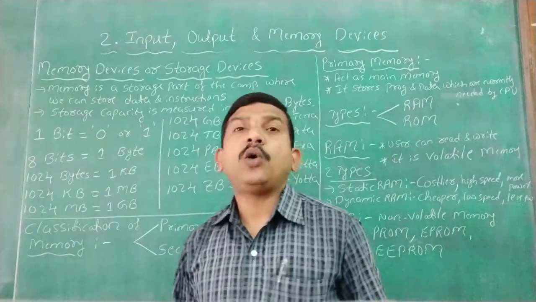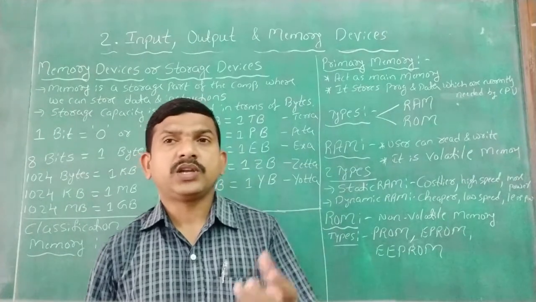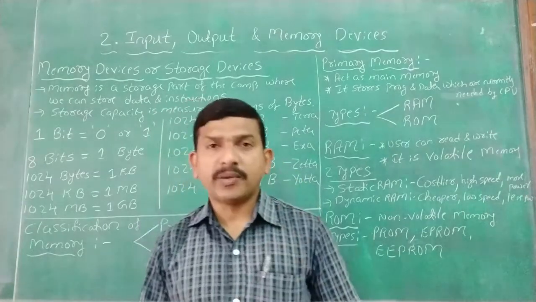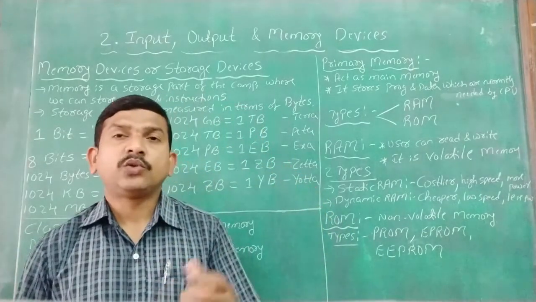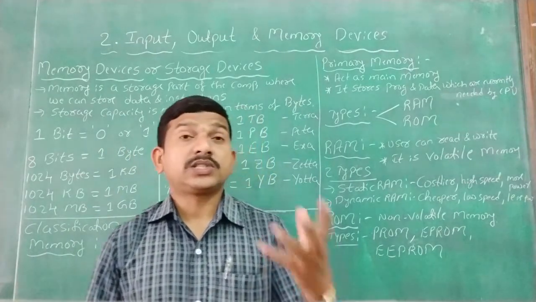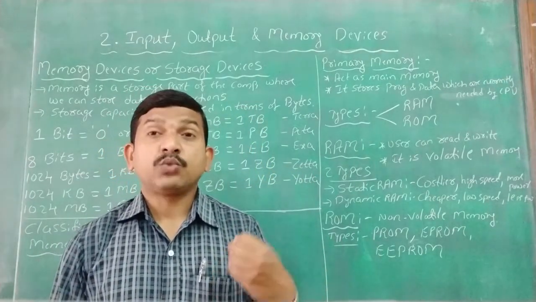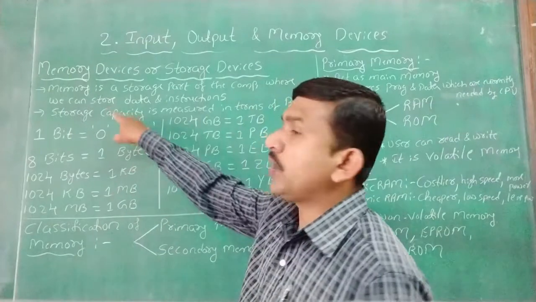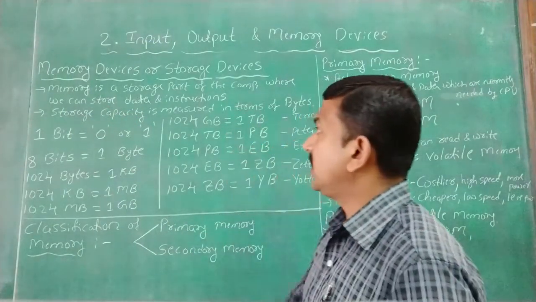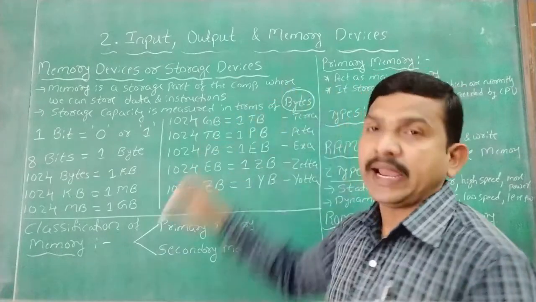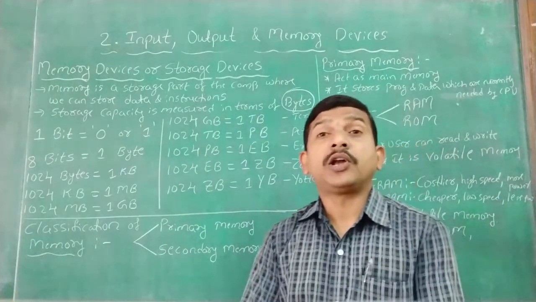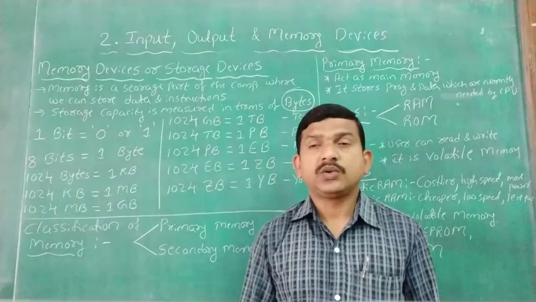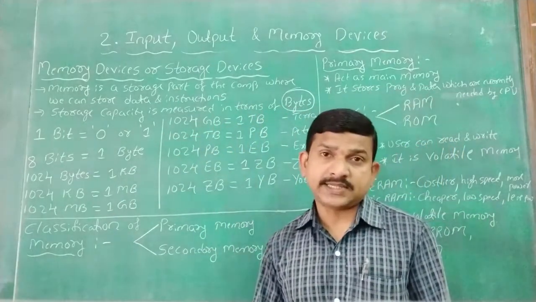So the next one is, how are we measuring the memory? Nowadays we are using the words MB, GB. That is the size of the memory. While you are purchasing any mobile, what do you look at? The storage capacity: 64 GB, 128 GB or 32 GB. Like this we are discussing. The same thing, the storage capacity. The storage capacity is measured in terms of bytes, the number of bytes it will take.